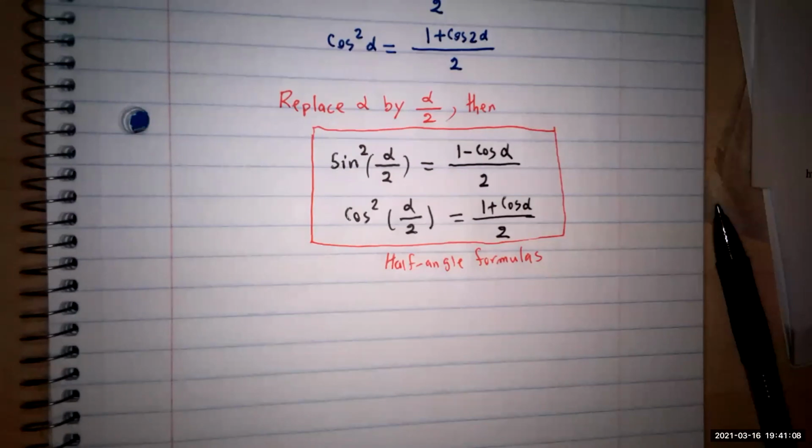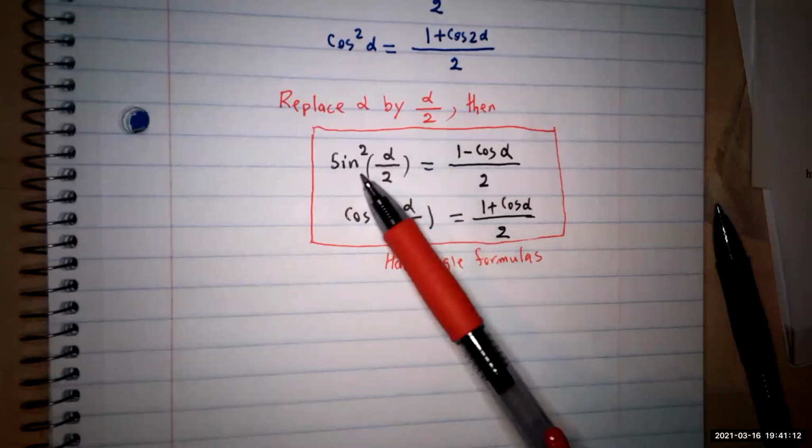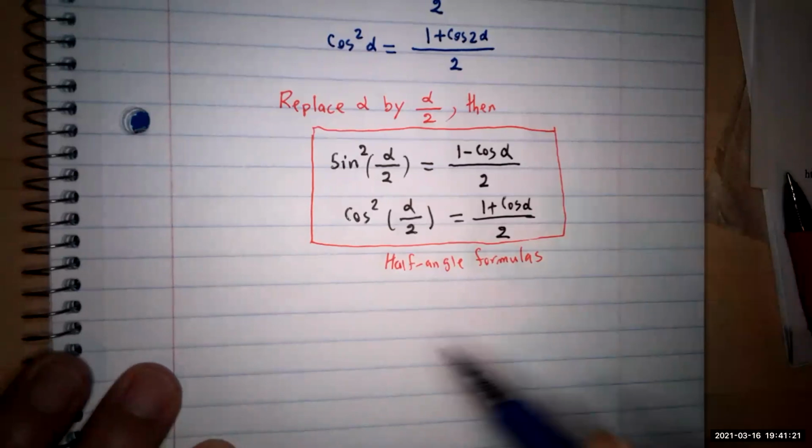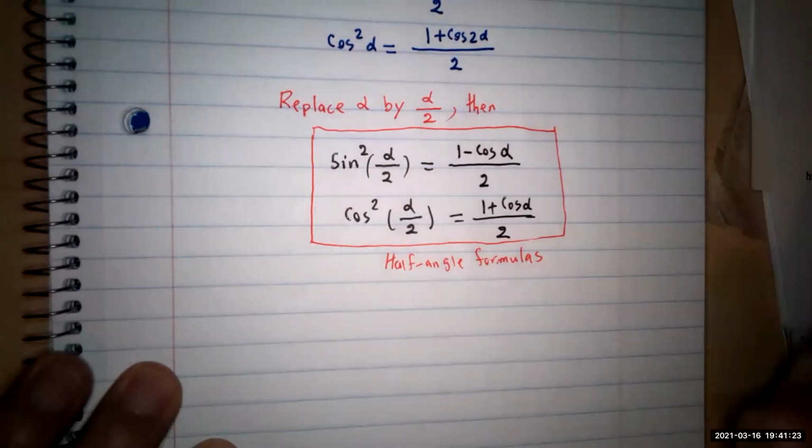Your job for the next test: we are going to give you the alpha, and we ask you to find the sine of alpha half and the cosine of alpha half. So this is going to be your job. So we get the example.